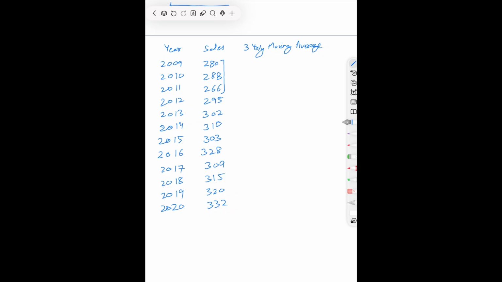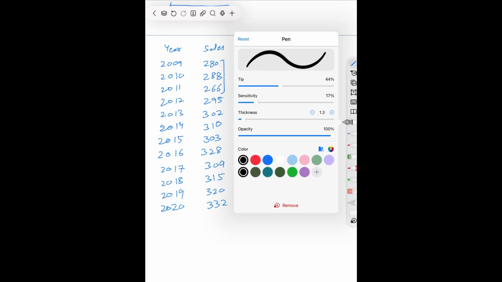So let us do this thing. Let me open the calculator. Now 280 plus 288 plus 266. So the total comes to 834 and divided by 3. So it comes to 278. This is the simple average of first 3 years.